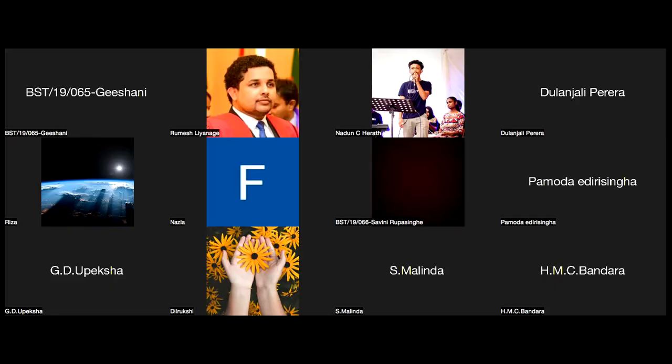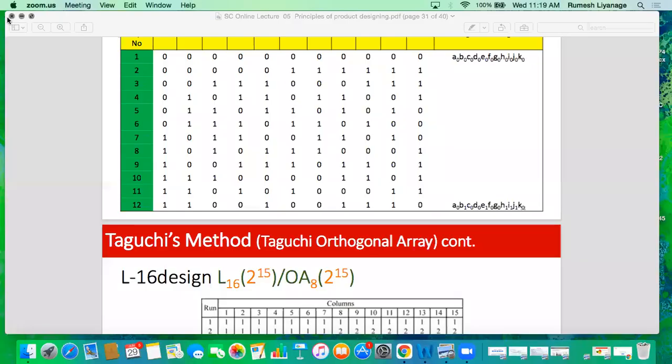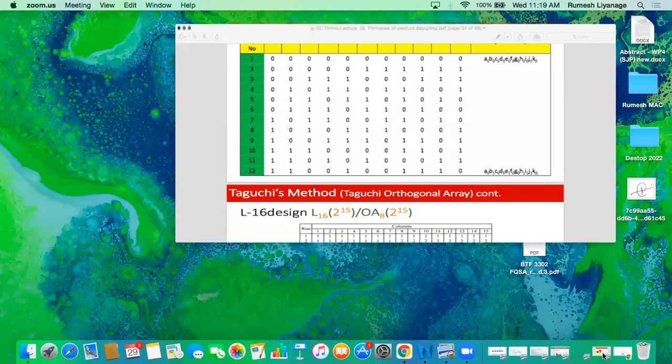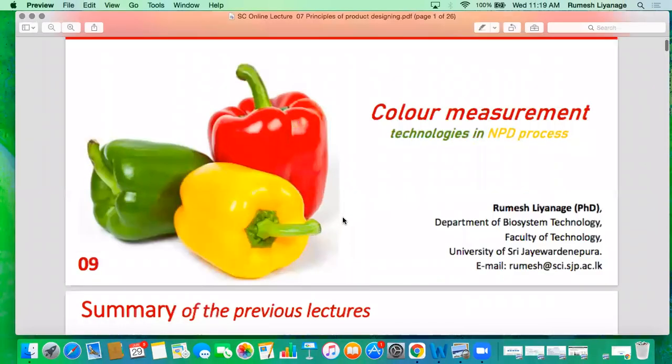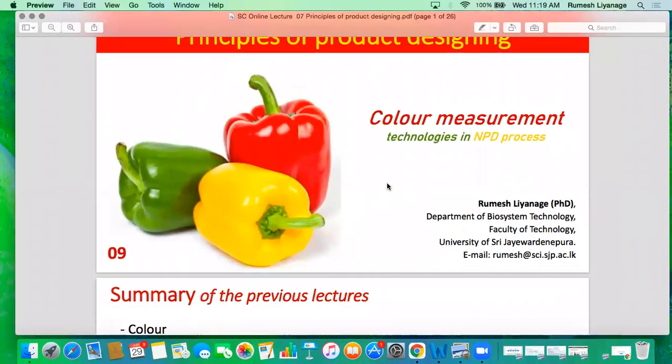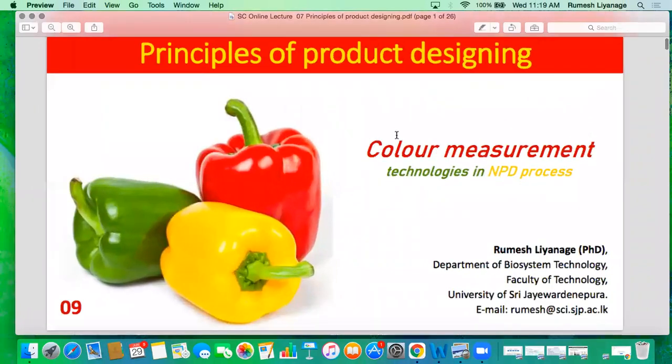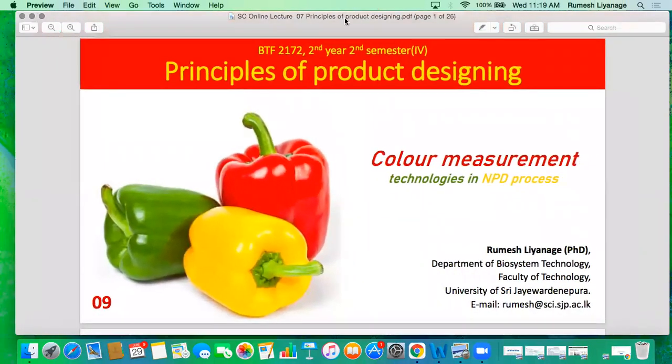Then we are moving to the other one. It's about the second part of color. Color measurement we discussed in the first part last week, and that was the last discussion. Now we are moving to the second part. Are there any questions? No questions, so we can continue.